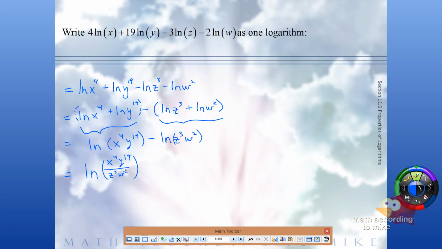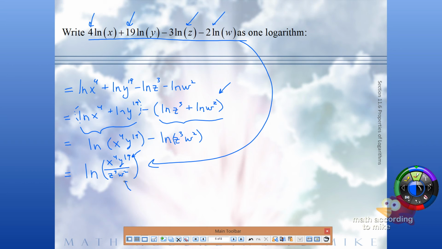So the reason I factored out the negative was because I knew that anything following a minus sign is going to end up in the denominator. If you get comfortable with this and you want to be able to go right to the end, I'm totally fine with that. Notice the ones with the positive coefficients ended up in the numerator. The ones with the negative coefficients ended up in the denominator. That's really the trick for all of these.